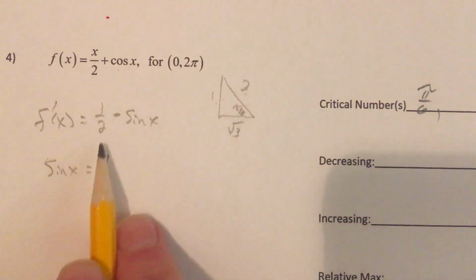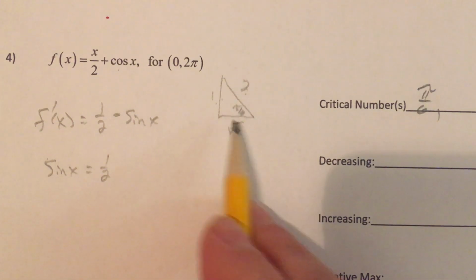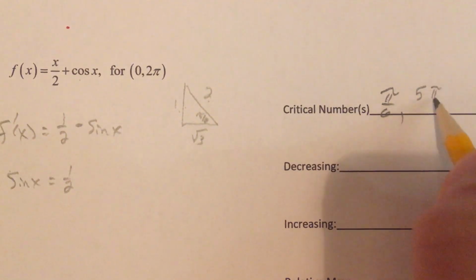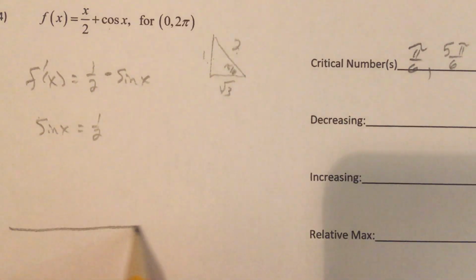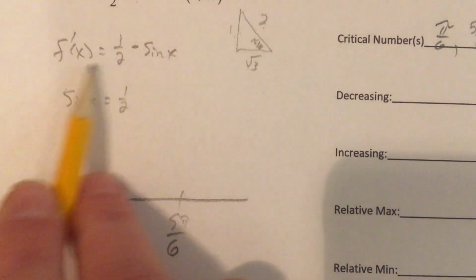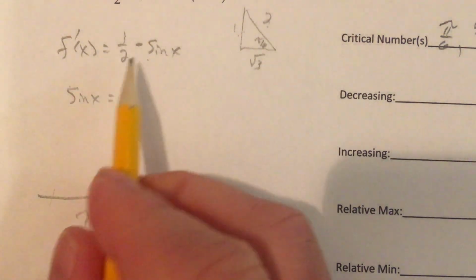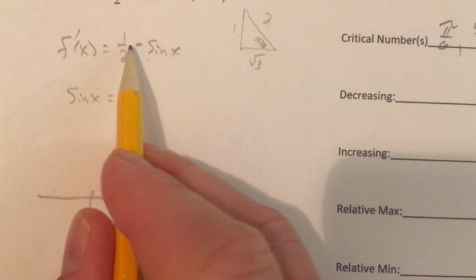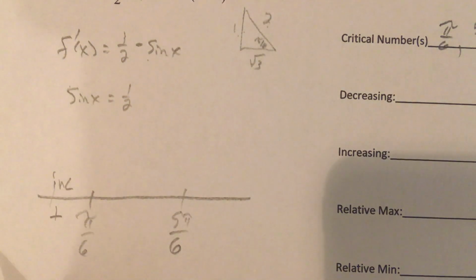But then sine is positive in the second quadrant too, so if I go to the second quadrant with that same reference angle, I'm going to get 5 pi over 6. Okay. So those are our critical numbers. So now as far as testing it out, I'm going to go pi over 6, 5 pi over 6. Pick things that are easy to work with. We're talking about putting them into this derivative here, right? So if you pick 0, the sine of 0 is 0. We'll get 1/2 minus 0, which is 1/2. That's a positive. Our function is increasing.